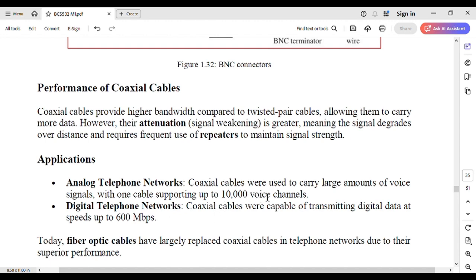Coaxial cables were used to carry a large amount of voice signals, with one cable supporting up to 10,000 voice channels. In digital telephone networks, coaxial cables were capable of transmitting digital data at speeds up to 600 Mbps.